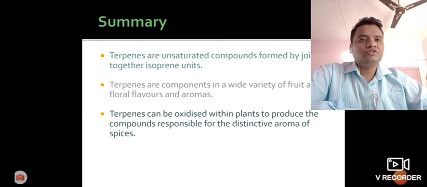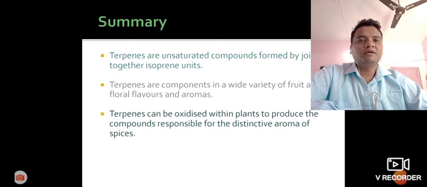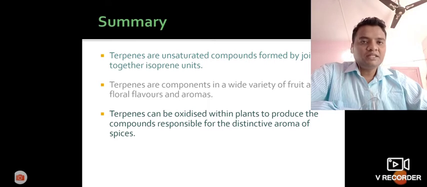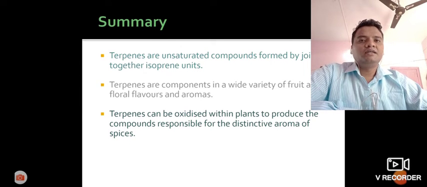Next, this is the summary of today's presentation. Terpenes are unsaturated compounds, in which two carbon atoms are joined by a double bond to form the isoprene unit. Terpenes are compounds found in a wide variety of fruits, flowers, and aromas. You have to know that terpenes are natural compounds, which is why they can be obtained from plants as well as some insects.